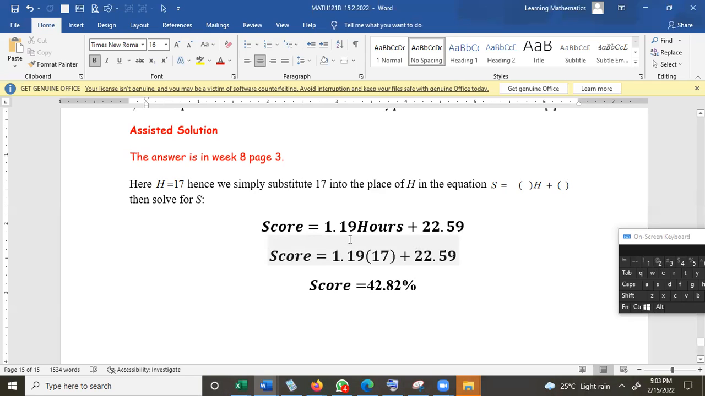So according to this equation, if you study for 17 hours per week, you should expect something like 40, 45, thereabout. I mean, not 42.82 exactly you're going to get. This is an estimation. So if you want a higher mark, please study more according to these values. So here we're using the equation to estimate, to predict, and to forecast the score for 17 hours of study.